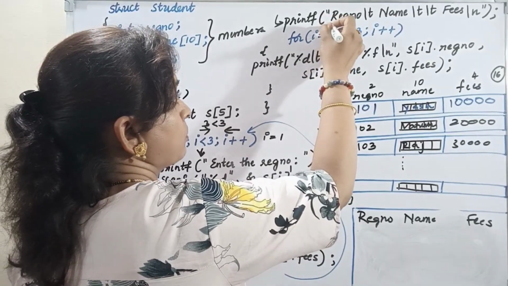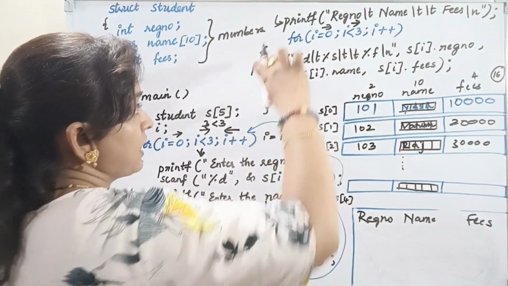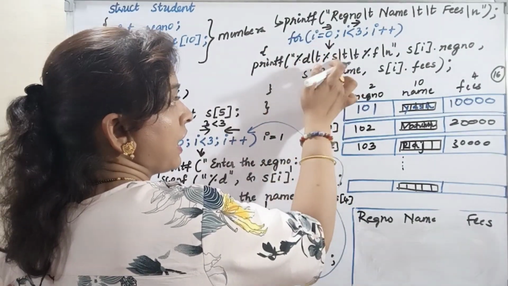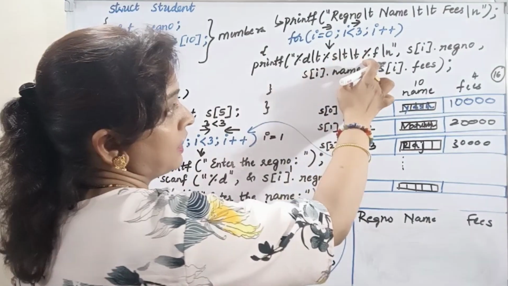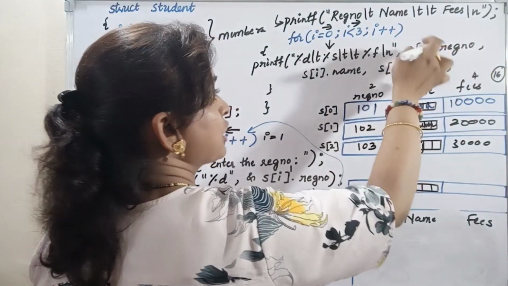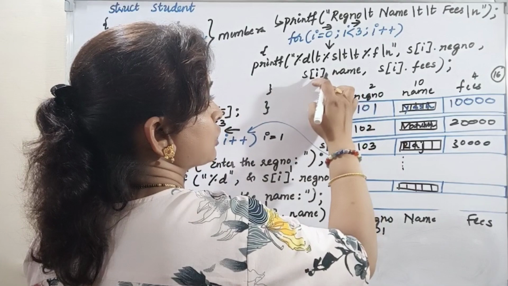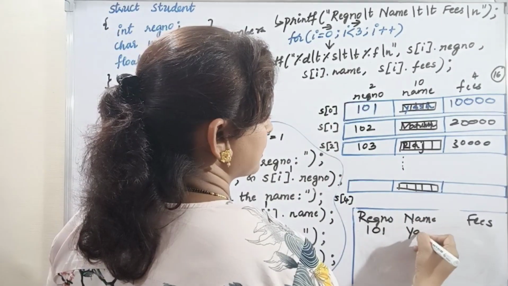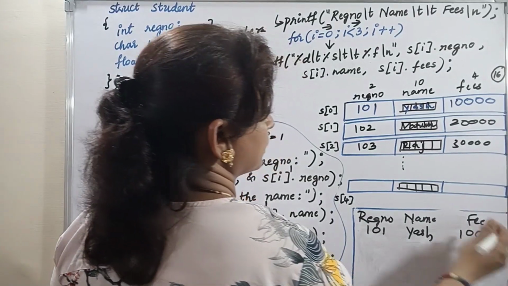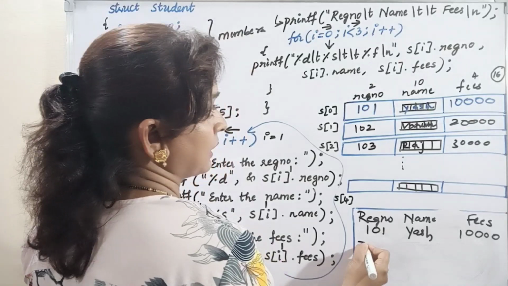Then the loop starts. I equal to 0, i less than 3. 0 less than 3, yes, condition satisfied. Execute this single statement. Print an integer, a string and a float value which is in s of i dot register number. s of i means s of 0 dot register number, so it is 101. s of 0 dot name, so it is Yash. s of 0 dot fees, so it is 10,000. Tab space and new line. Cursor will come to the next line.